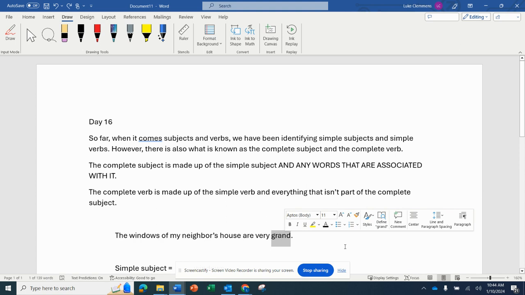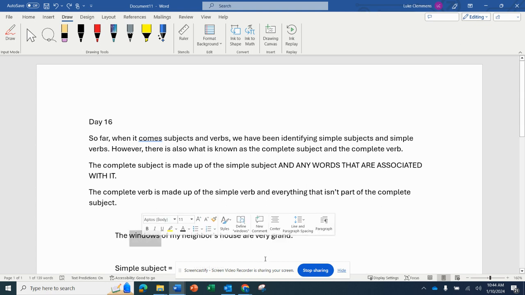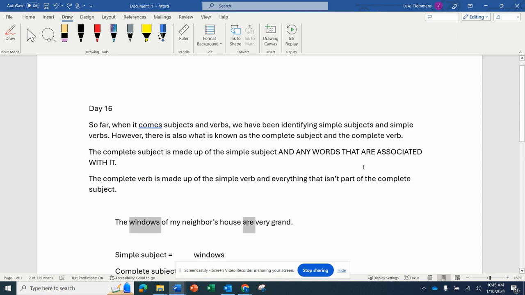So to find our subject, we have to ask ourselves, what is it that is being described as grand? Now people usually come up with two possible answers. They say either house or windows. So think specifically. What is specifically being described as grand? Well, in this case, it's the windows. So here's what we have. We have windows and are. Windows is what we'd call our simple subject, and are is going to be our simple verb.